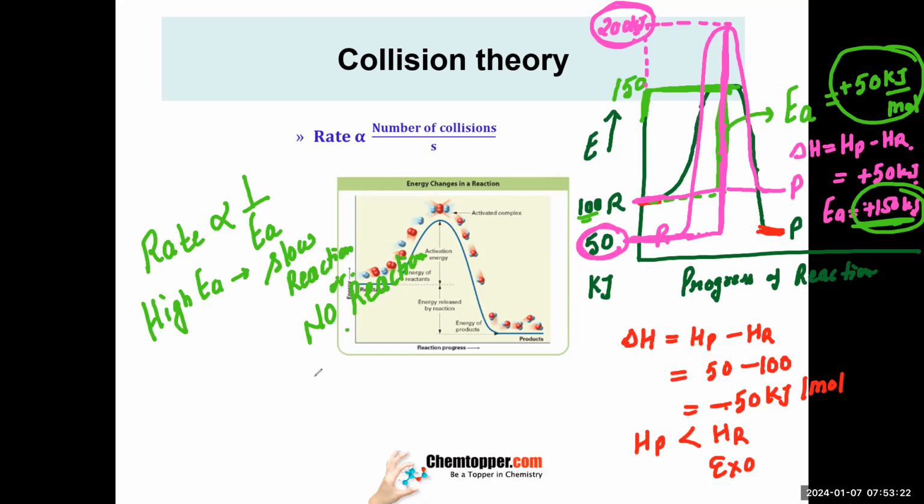If activation energy is very, very high, then the probability that reaction will not take place because the collisions are not going to get sufficient amount of energy to give you the product. So a high activation energy means slow reaction or no reaction. Shrihan, is it okay? And low activation energy means fast reaction.